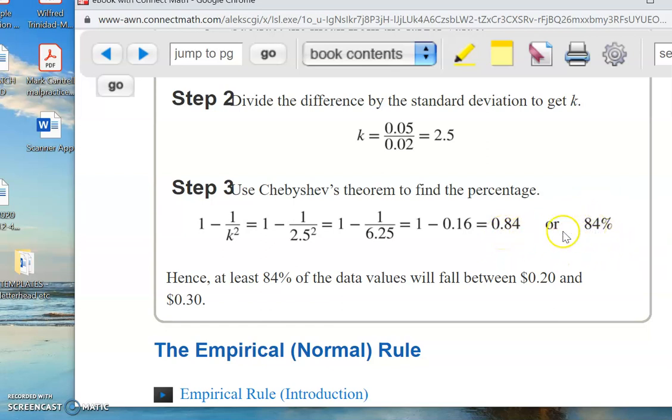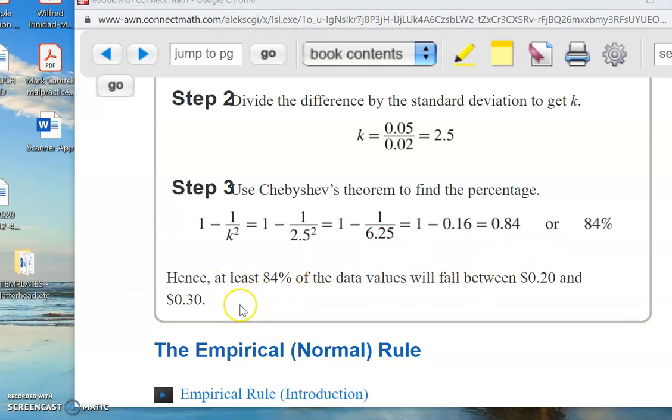That's just to translate it. 0.84 is exactly the same as 84%. But for us human beings, usually we're a little more comfortable dealing with percentages in a context like this. So what this is saying is that at least 84% of the data values will fall between 0.20 and 0.30.